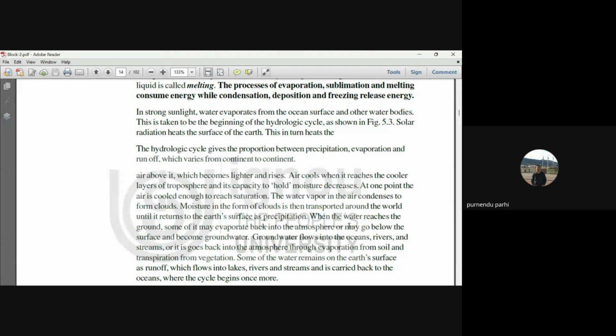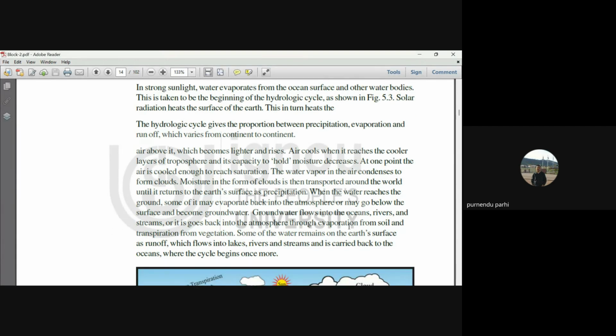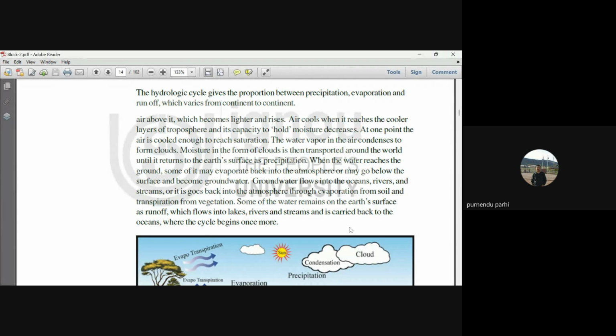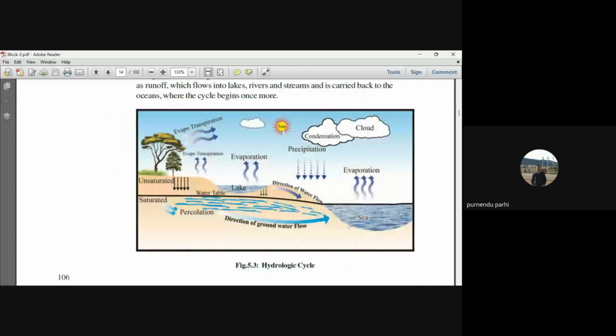Groundwater flows into the ocean, river, and stream, or it goes back into the atmosphere through evaporation from soil and transpiration from vegetation. Some of the water remains on the earth's surface as runoff, which flows into lake, river, and stream, and is carried back to the ocean, where the cycle begins once more. So here is the hydrological cycle.